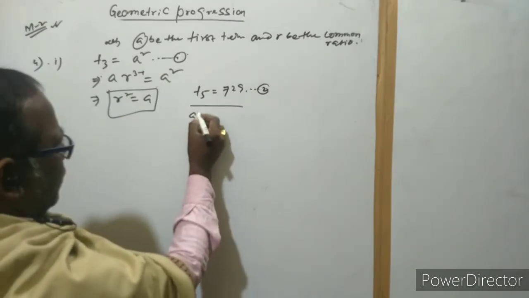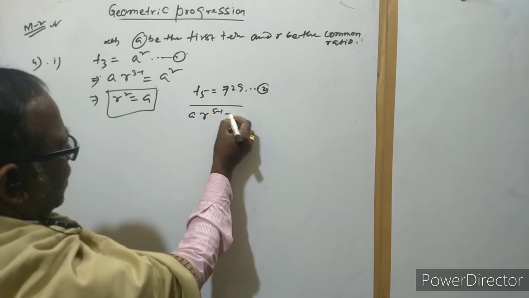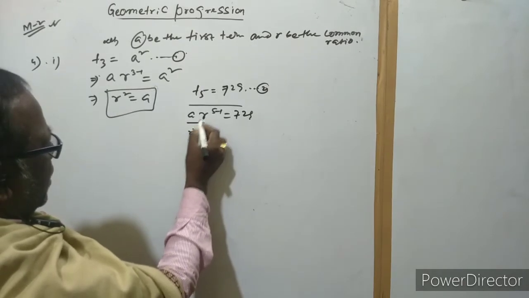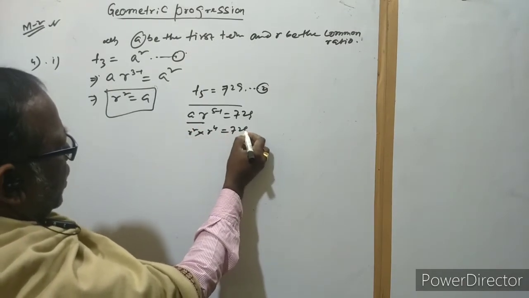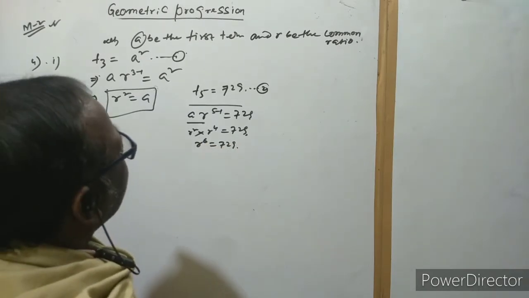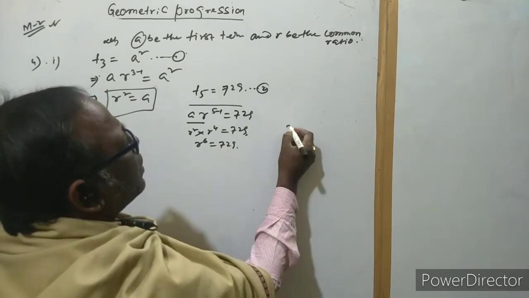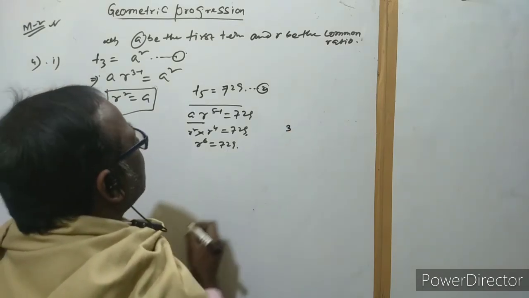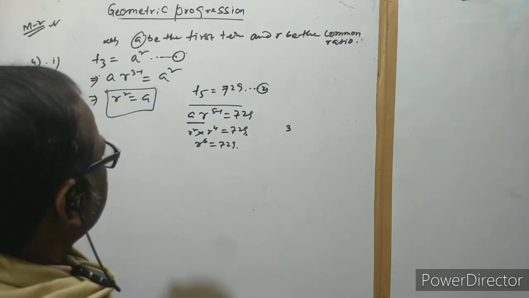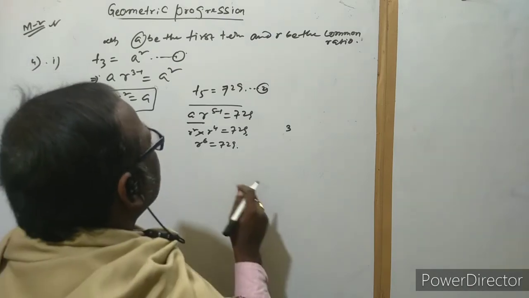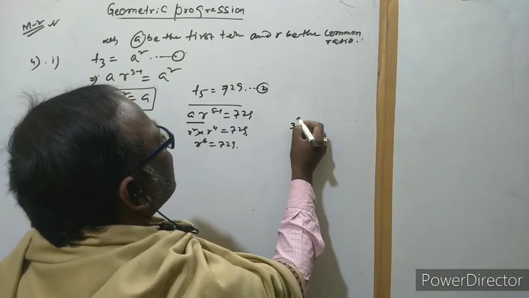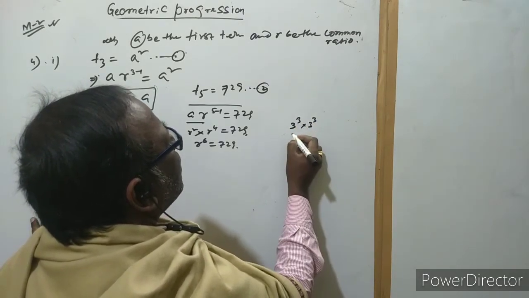So from that we can write A into R to the power 5 minus 1 is equal to 729. A means R square, and also R to the power 4 here. So R to the power 6 is 729. Actually, this is a multiple of 3. 729 may be divided by 3 to the power 3, and 3 to the power 3.